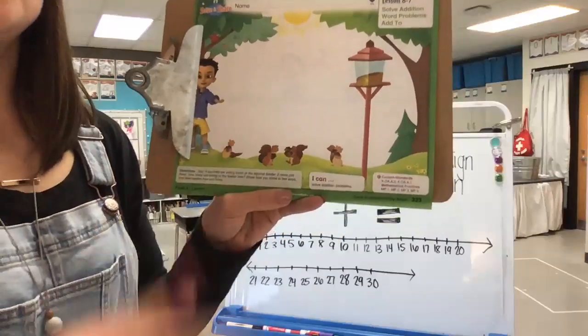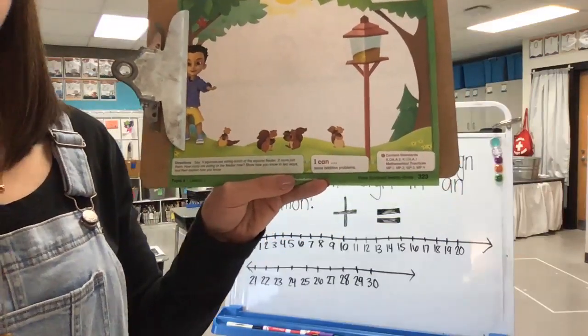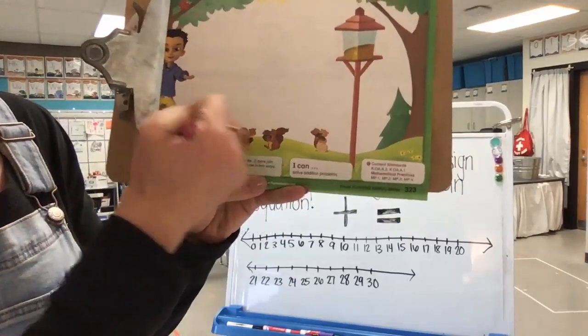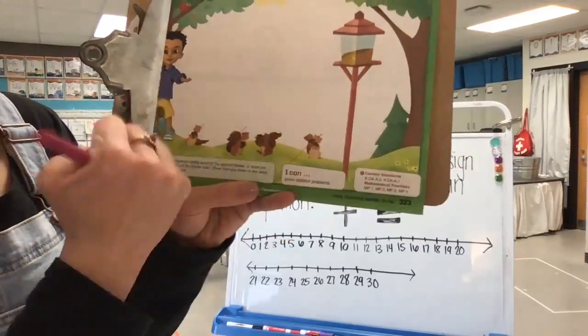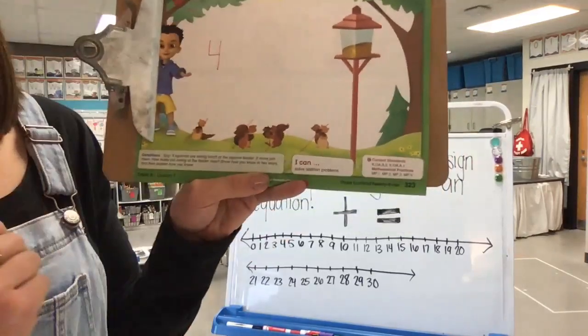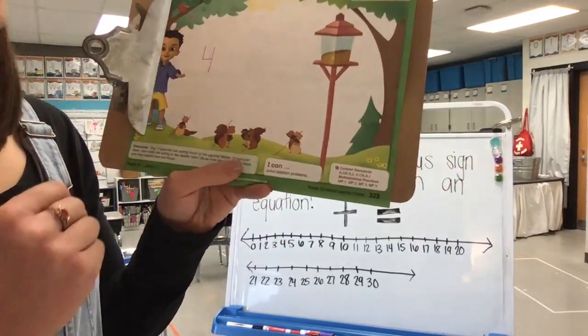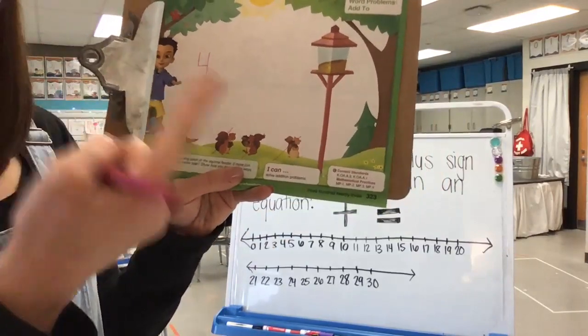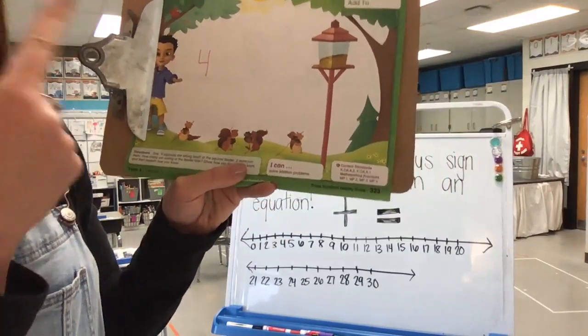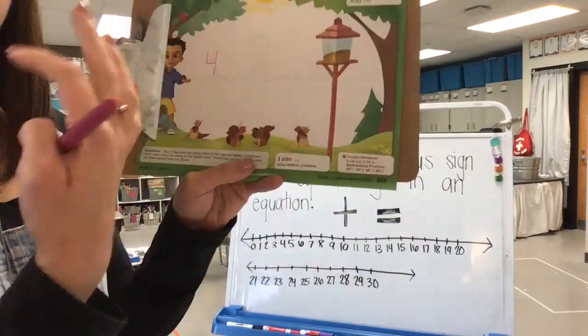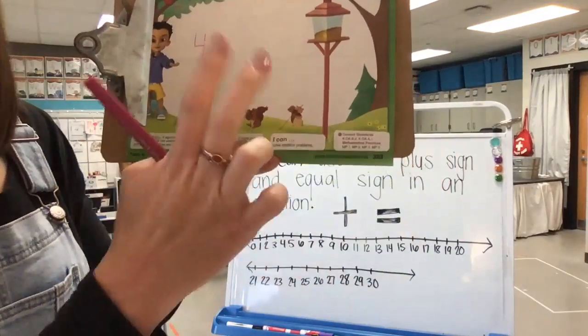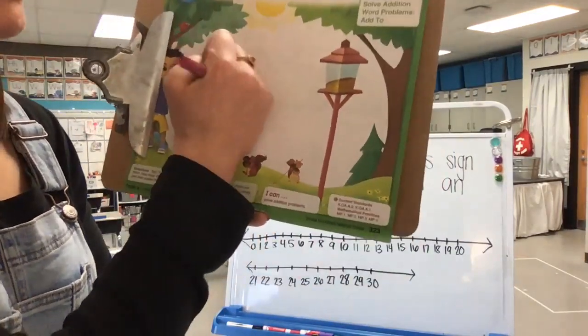So let's first count out how many squirrels they say there are at the feeder. 1, 2, 3, 4. Let's write a 4. Now it says 2 more join them. So when we hear that word more, that should be a signal to us to know that, oh, so now we're adding. There's some more coming to the feeder party. So we're going to put our addition symbol there.